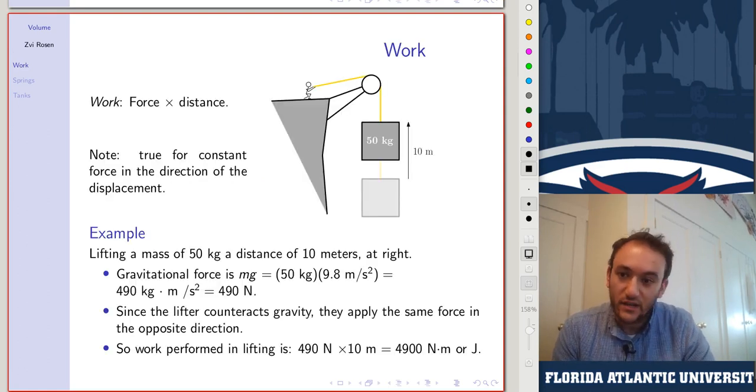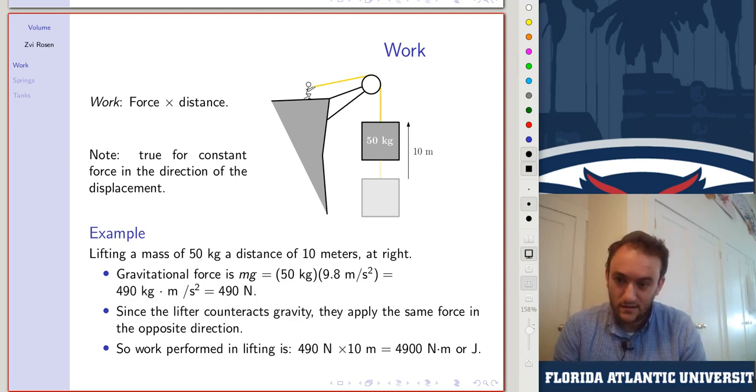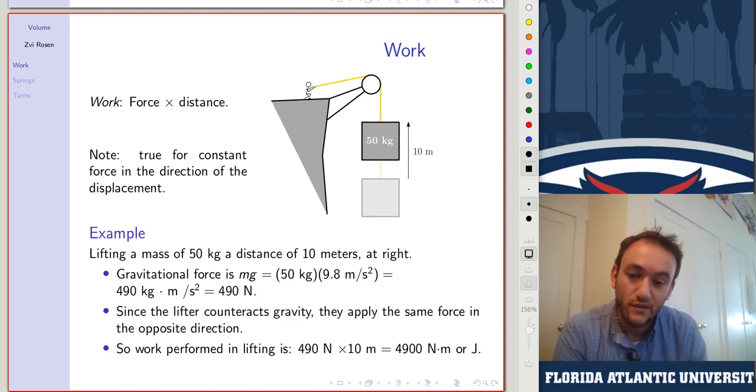First off, let's start by defining work. So work, in simplest terms, is force times distance. And you should note that this is true for constant force in the direction of the displacement. So in this little cartoon on the side here, you've got somebody pulling a 50 kilogram mass up 10 meters.